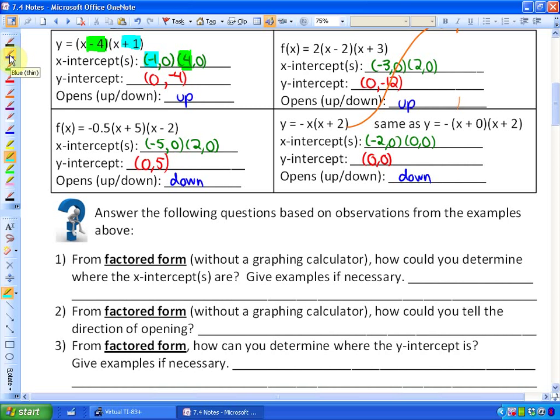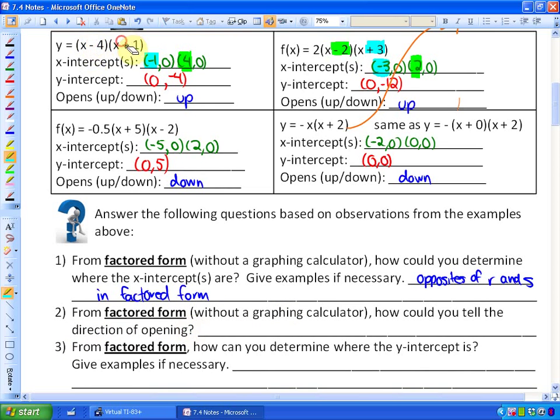So, they are the opposites of r and s in factored form. Okay. Second question, and you'll notice that in all cases, if r is negative 2, we've got an x-intercept of positive 2. If r is positive 3, we've got an x-intercept of negative 3. That will always be the case. Second is, from factored form, how could you tell the direction of opening?